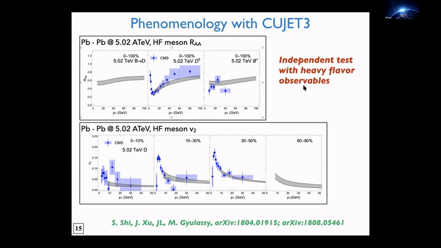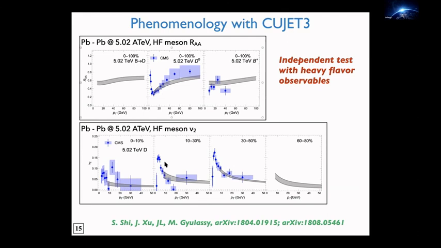Let's come to the topic of this workshop. We can use heavy flavor observables as an independent test. So we're focusing for now on the high pT region. You can see these are the tests we have done in these papers with the CMS D and B, and also v2, RAA and v2. And we have essentially no more calculations in the paper.